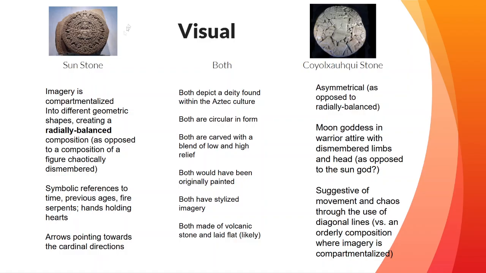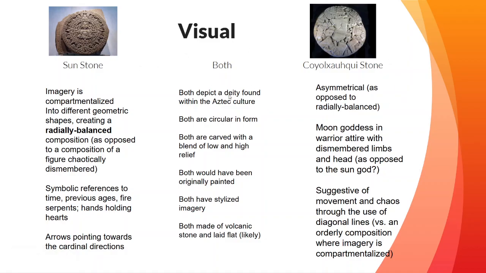We also have arrows. So we have a very clear indication of cardinal directions in the sunstone, where the Coilcoxi stone has movement and chaos through diagonals. If you see that pinwheel design, strong diagonals, the design here is more of a large composition than the compartmentalized horror vacui of the sunstone. Very, very different approaches visually.